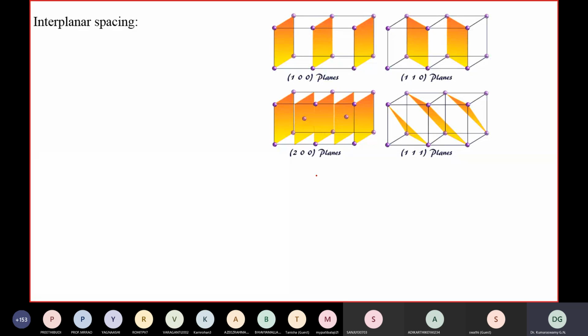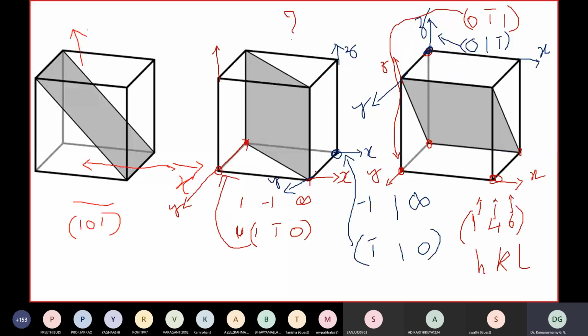What is this 2, 0, 0 plane? What is the intercept? Can you just guess? 2a. 2 on the x. 1 by 2, sir. 1 by 2, infinity. Yeah, means 1 by 2, infinity. Here, very good. If we take this point, it represents 2, 0, 0 plane. Very good. This represents 2, 0, 0 plane. This comes into help when we have this body-centered atom.